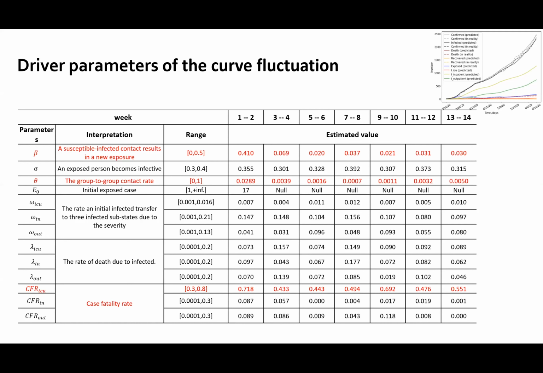But afterwards, it decreased. For the curve simulation, we found the case fatality rate in ICU is the key factor. And therefore, we also have found an average case fatality rate in ICU is around 50%, which matches the doctors' reports.